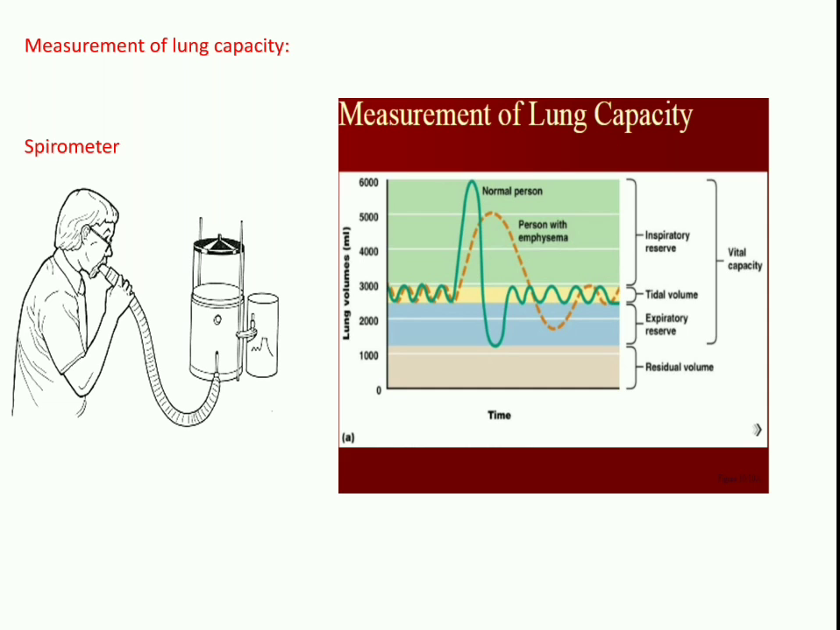Here, this is the instrument, the spirometer, that can be used to determine the vital capacity, tidal volume, inspiratory reserve volume, expiratory reserve volume, and the total lung capacity. This method is outdated nowadays, and now pulse oximeters are available in the medical field to determine lung capacity.